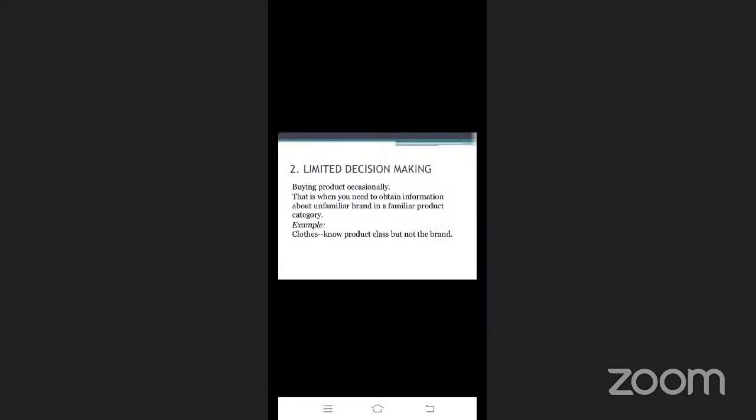Then next is limited decision making. So here you buy the product occasionally. This is when you need to obtain information about an unfamiliar brand in a familiar product category. Clothes, for example, the product class is known but not the brand. So when you go to buy any clothes, what will you think first, you will go for a familiar brand. You will know from your friend. If your friend is wearing some type of shirt, then you will receive information from your friend, and with that information you will go to the shop and there you will buy.